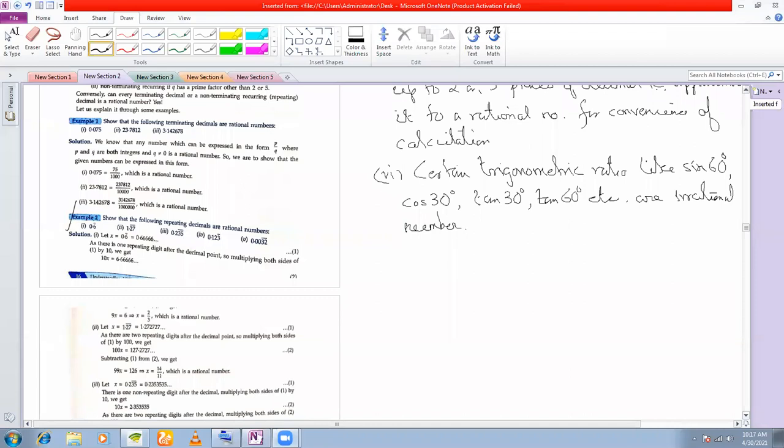Then we come to a very important category of irrational numbers, called surds. These are a special kind of irrational numbers. Remember that all surds are irrational numbers, but all irrational numbers are not surds. Understood? All surds are irrational numbers, but all irrational numbers are not surds.